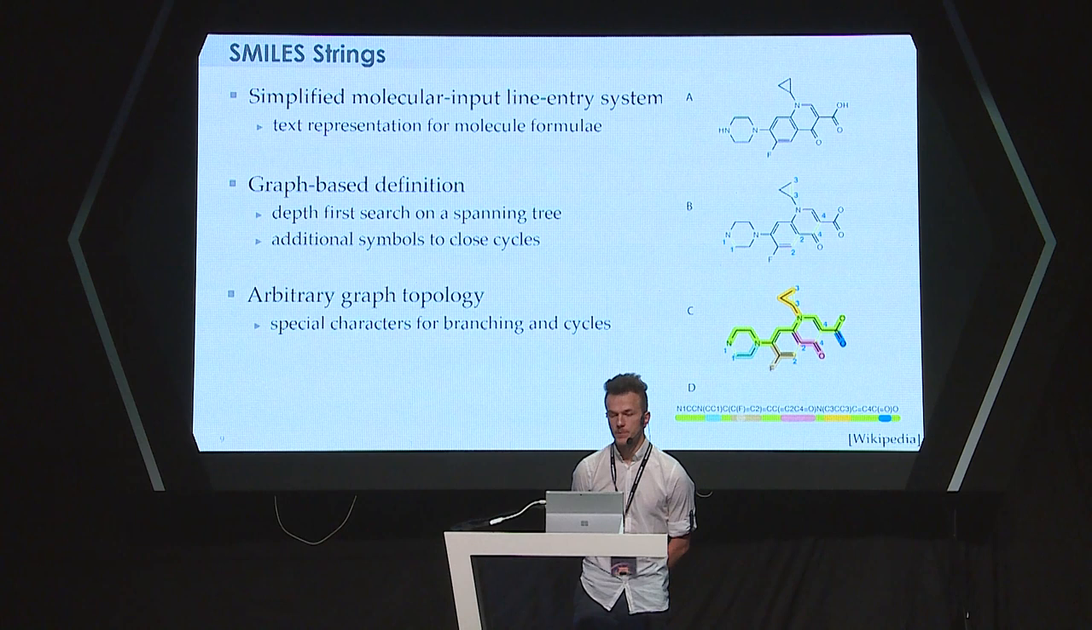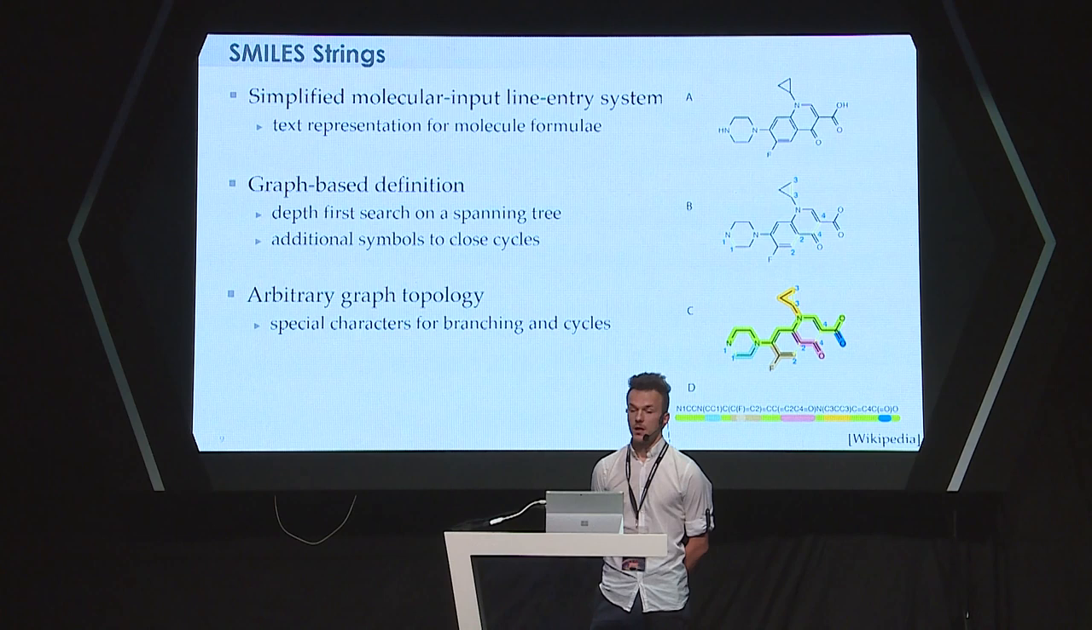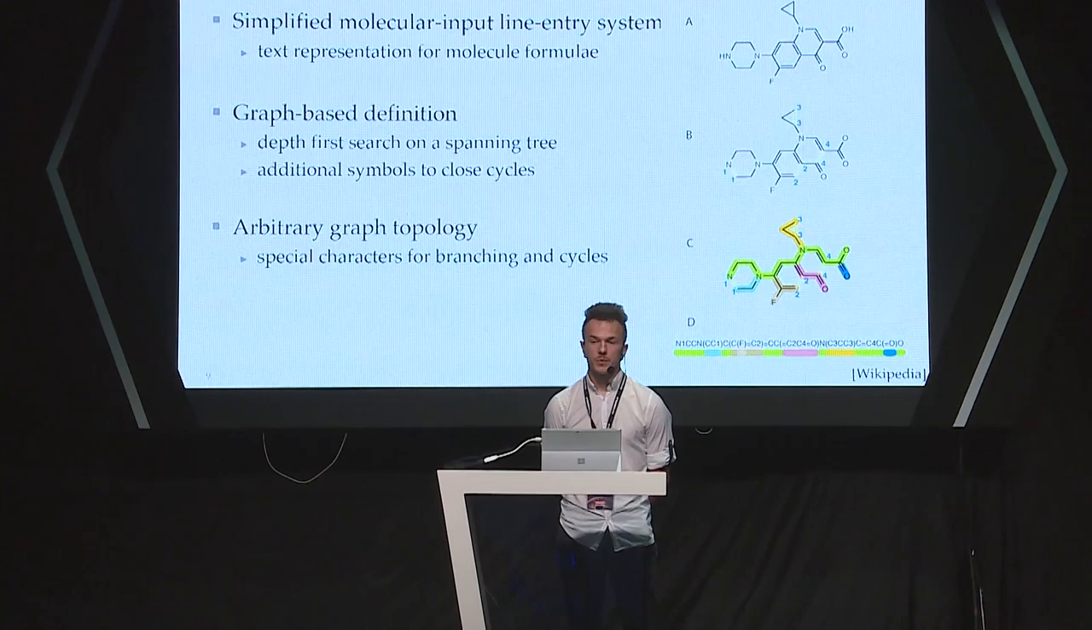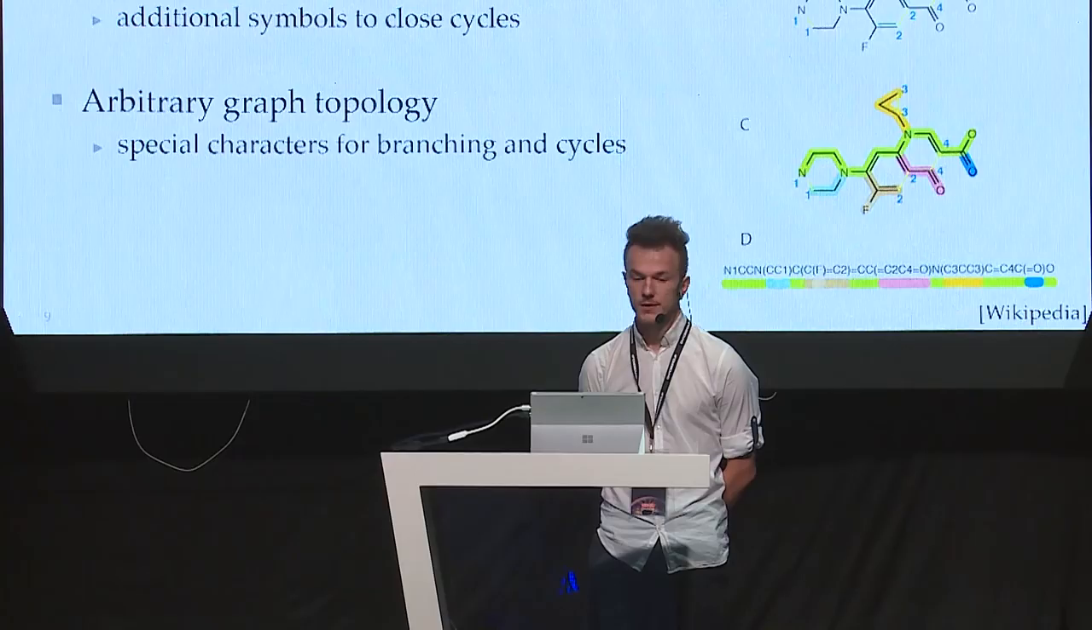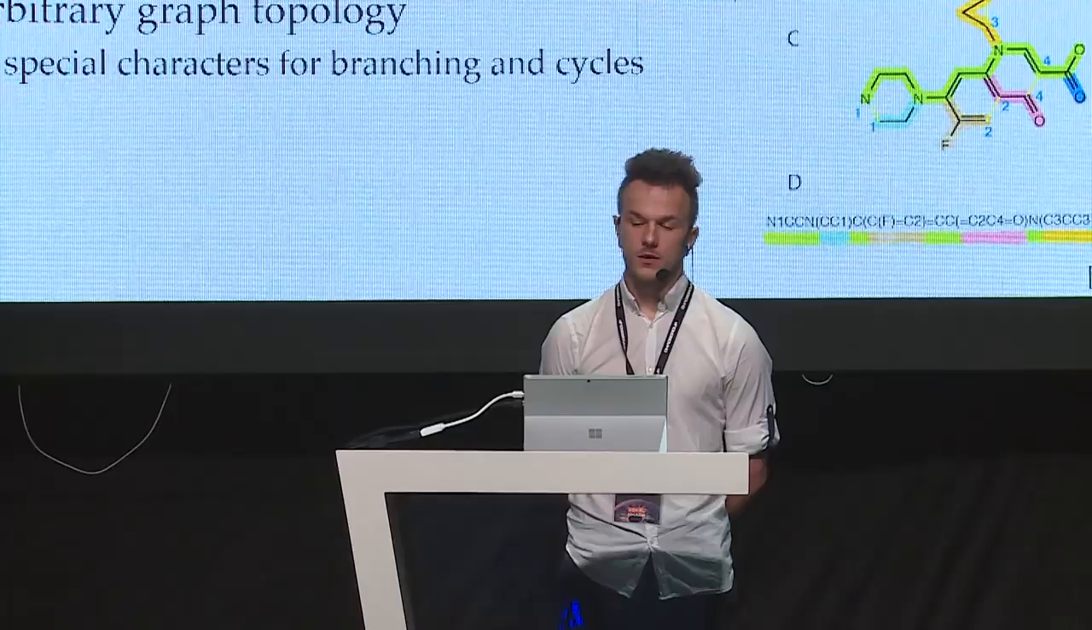You first order the nodes in the graph in the order they appear in a depth-first search. This will cover a spanning tree on the graph. You also have to add special characters, in this case brackets, to encode branches. And then you can close the cycles by adding the remaining edges. In our case, and in the SMILES strings conversion, we enumerated the edges and then we attached the number next to the nodes that are connected via this edge.